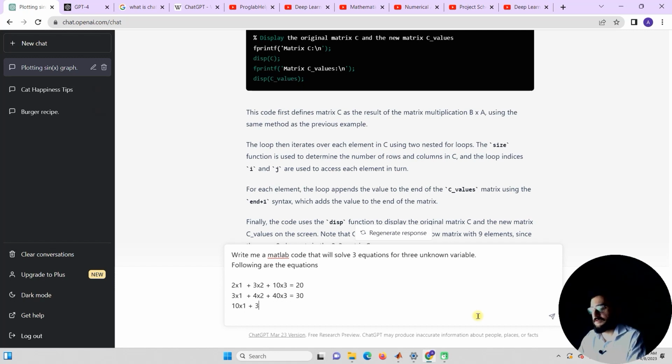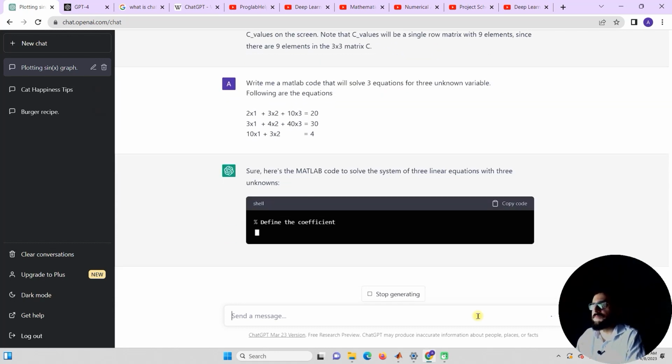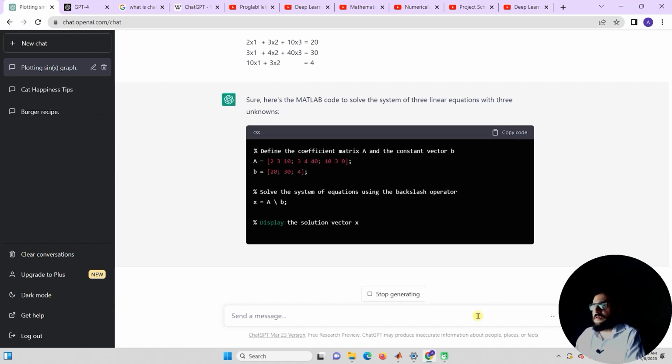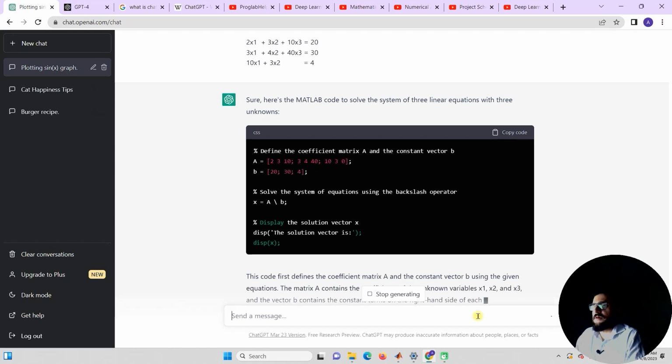Then we will leave x3, which means that the coefficient attached to x3 is 0. And we will assign the right-hand side a small value, maybe 4. So we have our prompt: we want to generate a code that will solve 3 equations for 3 unknown variables, and we have these 3 equations. Just hit enter and see how it goes. Nice.